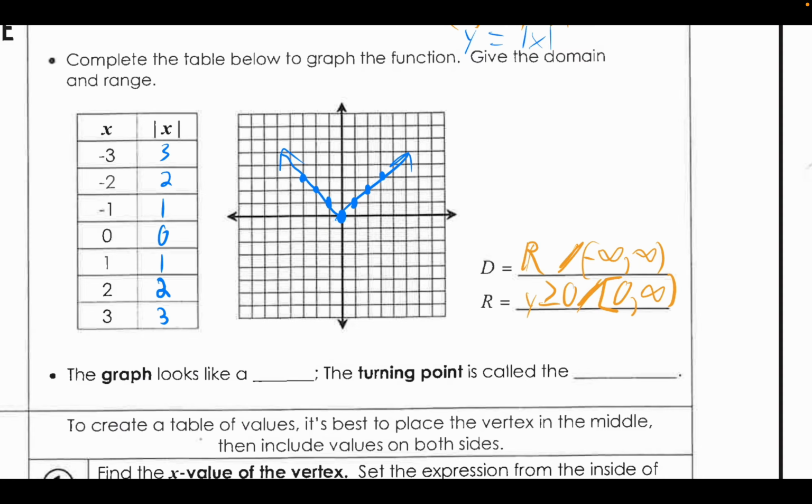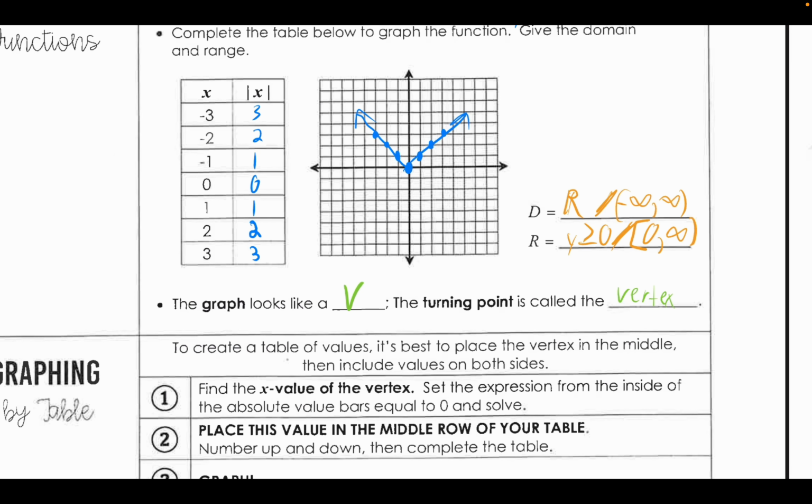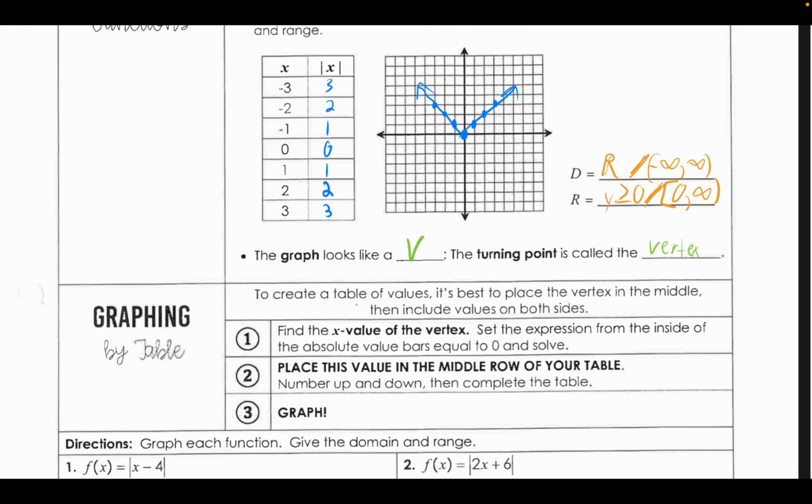Now this graph, as you may notice, looks like a V. And this turning point right here, the lowest point in this absolute value function, sometimes it's also the highest point, we'll see that later, it's an upside down V, it's called the vertex. Now we're going to be practicing graphing these by tables. We're going to learn another way to graph them in a future section as well.